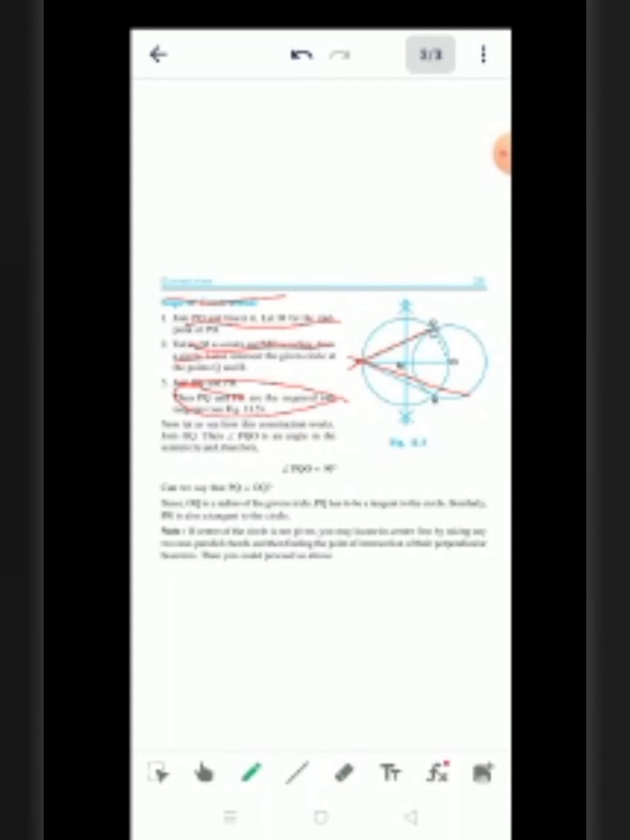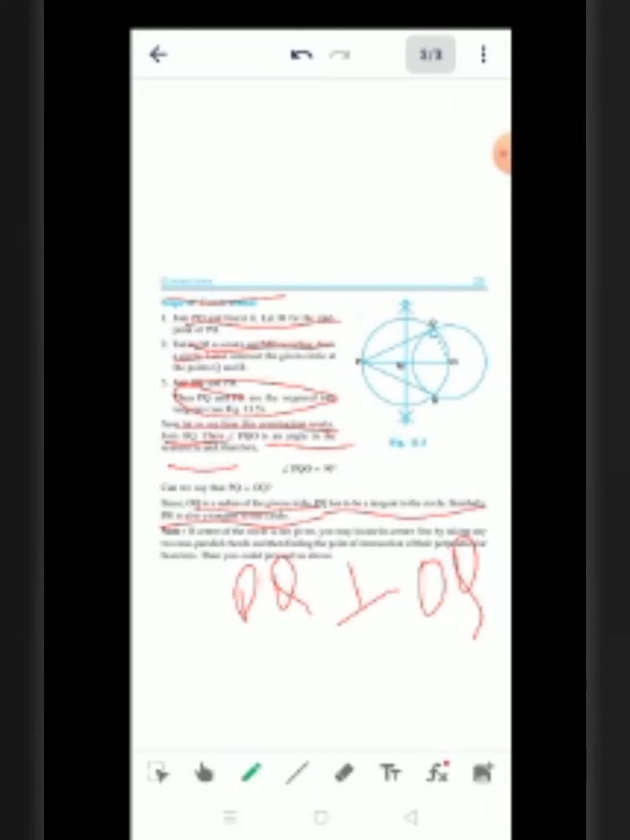What you need to do is join OQ. Okay, after joining OQ, angle PQO would be an angle in the semicircle. PQO is an angle in the semicircle, and therefore we can say PQ is perpendicular to OQ. Since OQ is a radius of the given circle, PQ has to be a tangent to the circle. Similarly, PR is also a tangent to the circle. So, completed here. Let's see what's given here in the note.